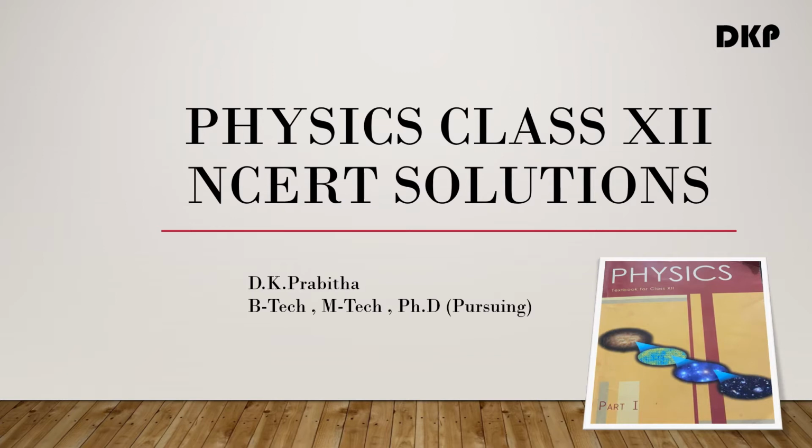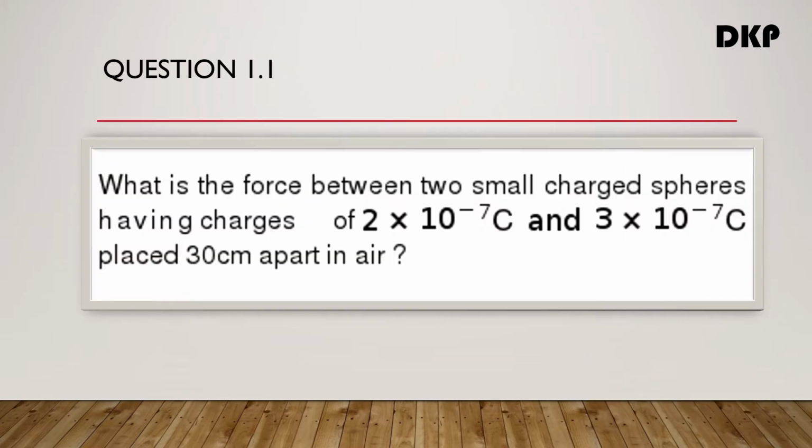This video contains solutions of Physics Class 12th NCERT exercise questions 1.1 and 1.2. Let us start with the first question, that is question 1.1. What is the force between two small charged spheres having charges of 2 into 10 to the power of minus 7 coulomb and 3 into 10 to the power of minus 7 coulomb placed 30 centimeter apart in air?